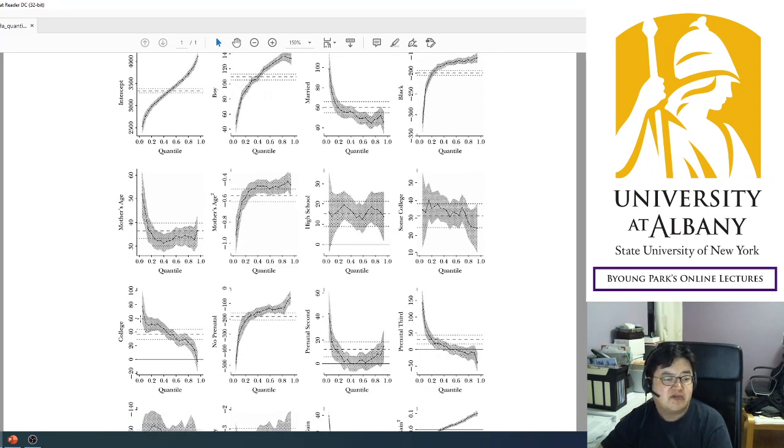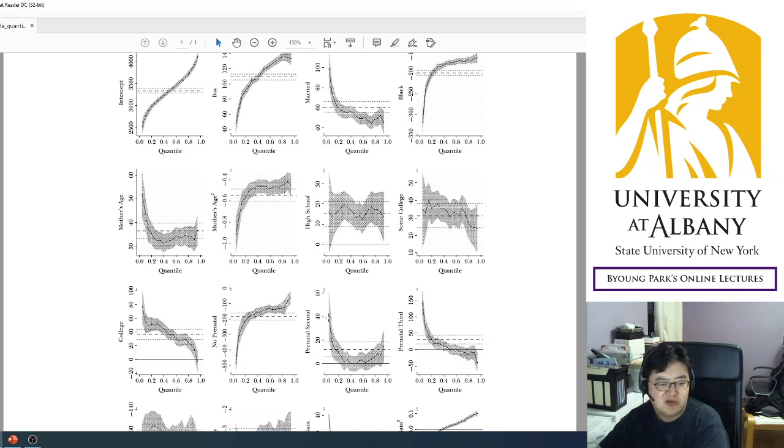Say the effect of a college degree is decreasing. So if your baby is small, then having a college degree has a bigger positive effect. But that effect goes down as your baby becomes larger. I don't know why. I don't know how to interpret the relationship between education and birth weight. Interesting. And here is a U-shape. It's also very interesting.